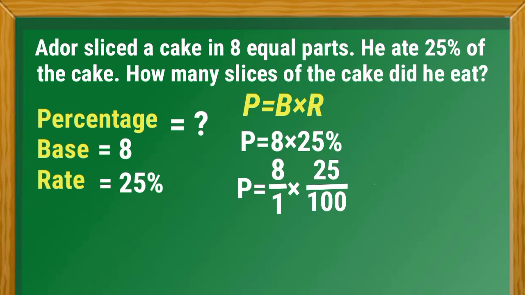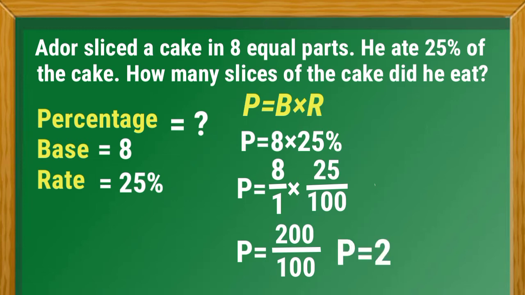So let's try. 8 times 25 is 200. Then 1 times 100 is 100. So that will be 200 over 100. Remember that a fraction bar represents division. So we are going to divide 200 divided by 100. That is 2. So our percentage here is 2. So it means that 25% of 8 is 2. So our final answer is Ador ate 2 slices of cake.